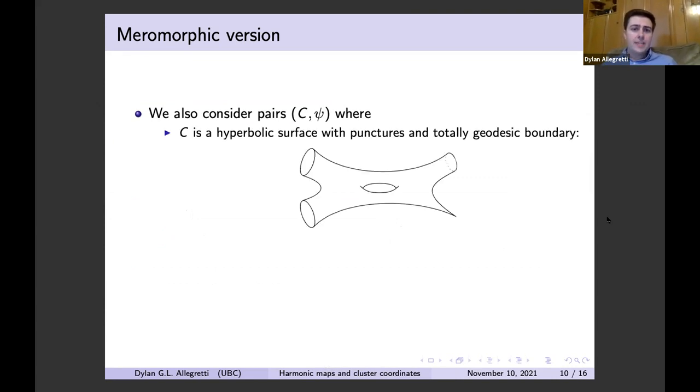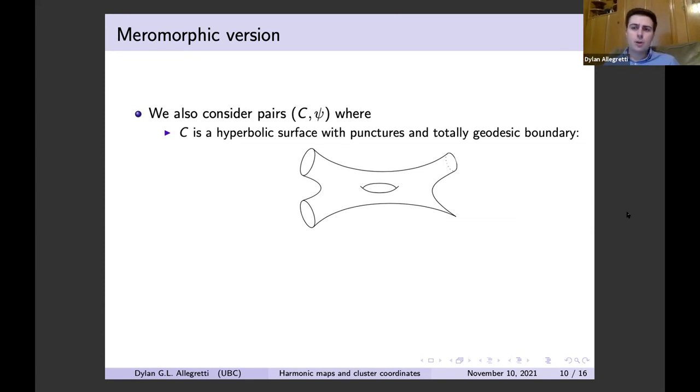And here we take C to be a hyperbolic surface with punctures and also totally geodesic boundary components. So here I illustrate an example of such a thing. It's a surface, and you can see that it's got these circular boundary components. Those are the geodesic boundaries. And then we also can have punctures in the surface.